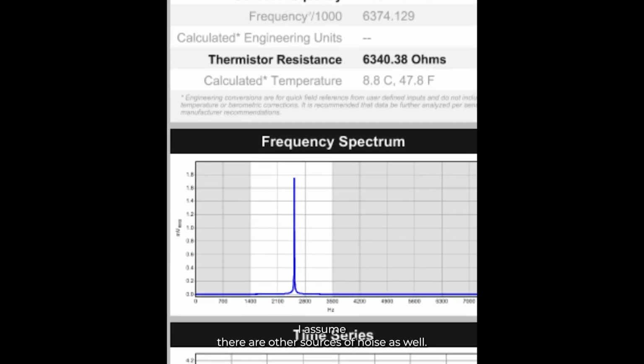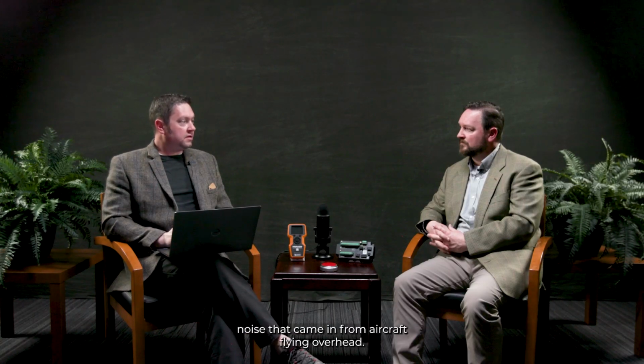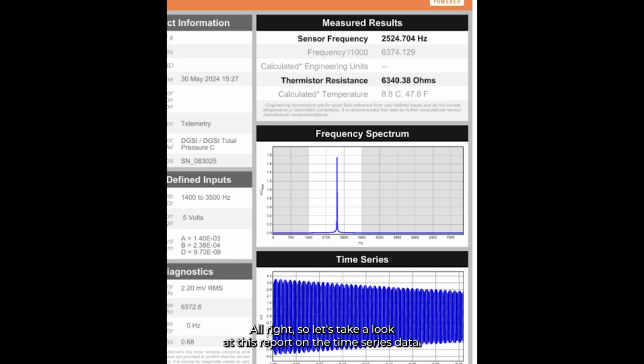I assume there are other sources of noise as well. What could those be? Yeah, it can be vibration, machines, impact. Really, noise can come from anything. We've had one client that was picking up noise that came in from aircraft flying overhead. Interesting. So you could probably see it from a generator or from power tools. Correct. All right. So let's take a look at this report on the time series data.